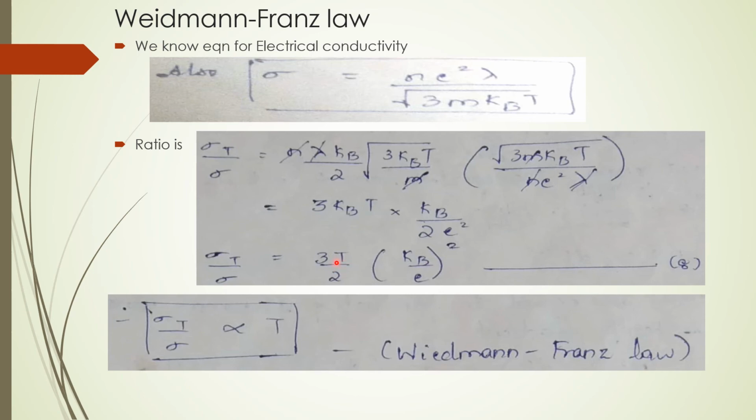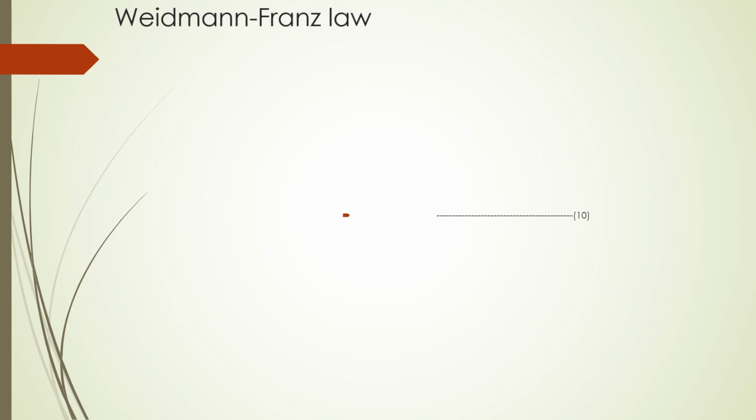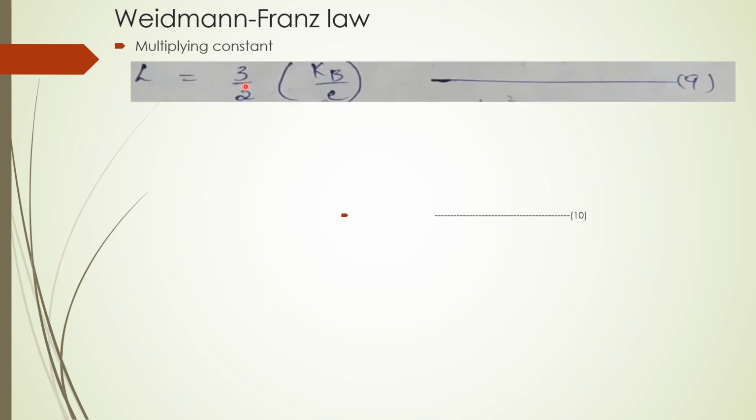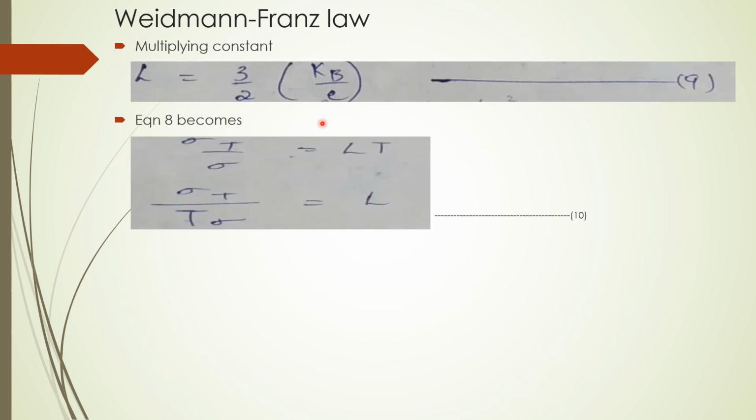Here in this equation, leaving T, all the other terms are constant. So we see that sigma suffix T upon sigma, this ratio is proportional to capital T. This is the Wiedemann-Franz law. The multiplying constant can be written as L. Capital L is equal to 3 by 2 into k by e the whole square. Equation 9. It's called the Lorentz number, and if you substitute this, equation 8 becomes sigma suffix T upon sigma is equal to L into T. From this you can find the Lorentz number L as sigma suffix T upon T into sigma. Equation 10.